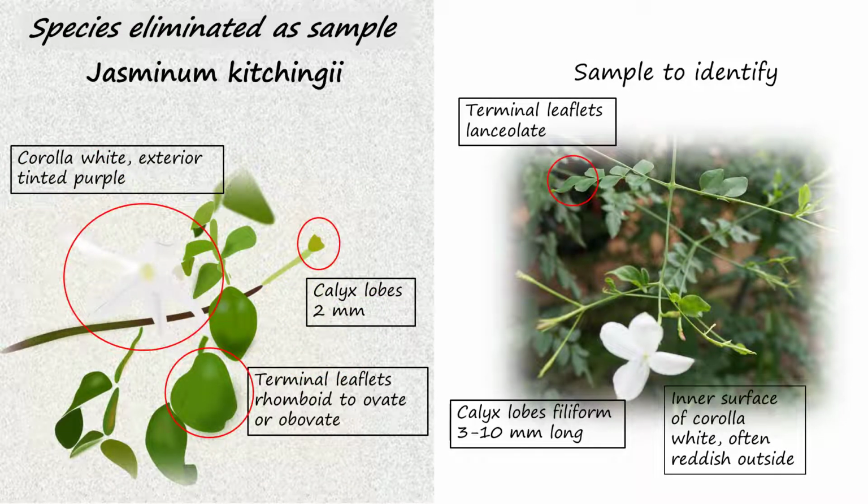Jasminum kitchingii differed from the sample by its purple-tinged corolla, rhomboid to ovate terminal leaflets, and 2 mm long calyx lobes, in comparison to the sample's pink-tinged corolla, lanceolate terminal leaflets, and 3 to 10 mm long calyx lobes.